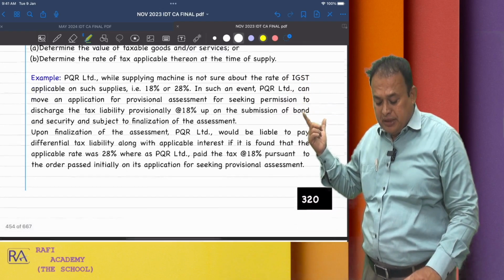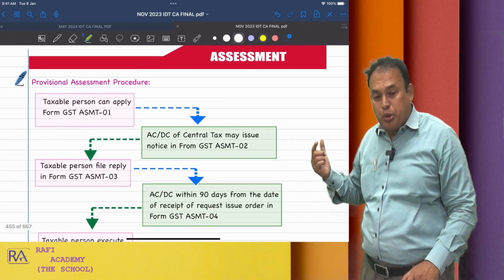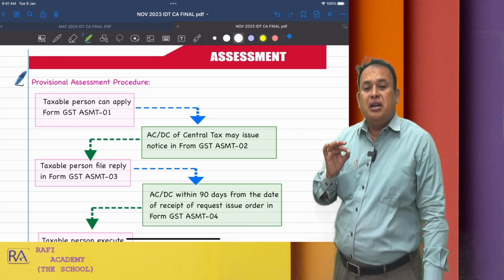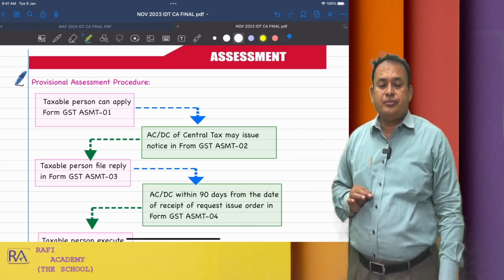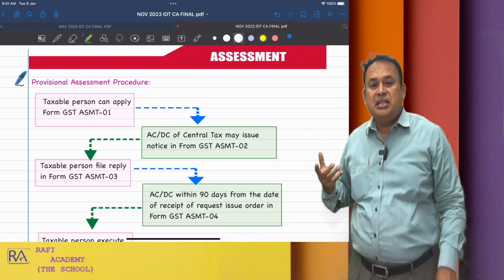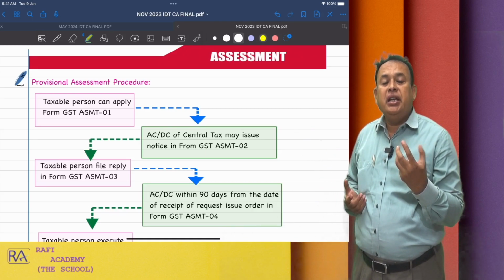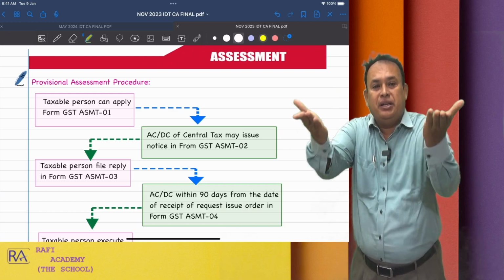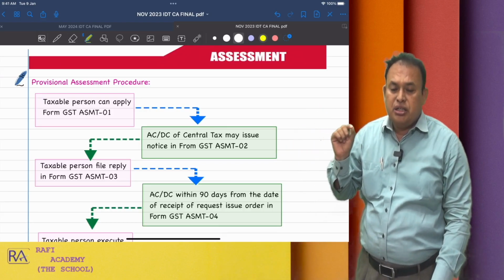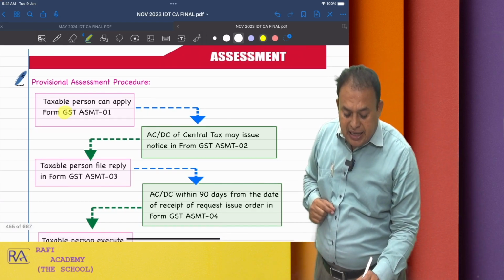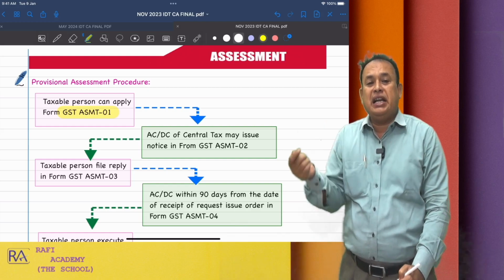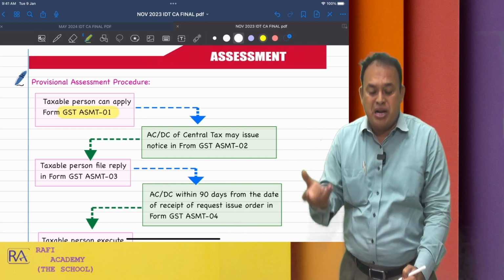This I am referring to. Now, the detailed procedure for provisional assessment. What is this? First and foremost, the taxpayer, who is a registered person, who seeks provisional assessment, should apply to the department in the form GST ASMT-01. GST ASMT means assessment. GST ASMT-01 is the application for provisional assessment.